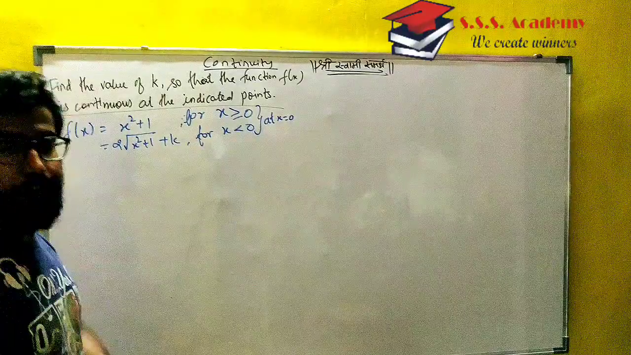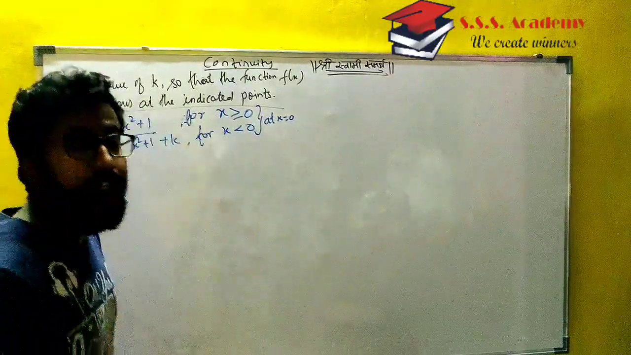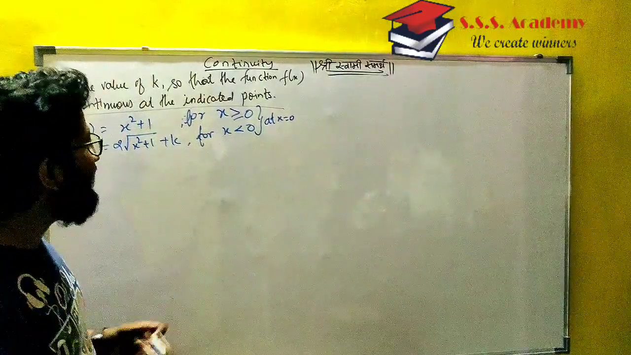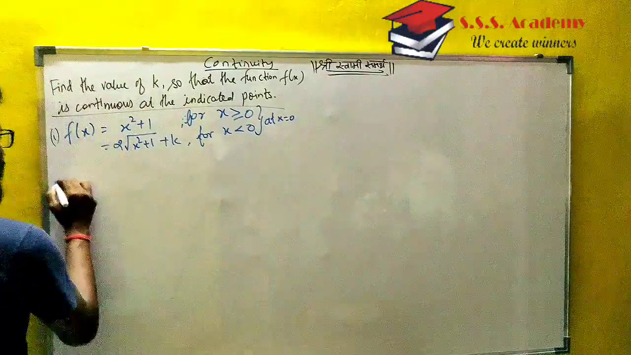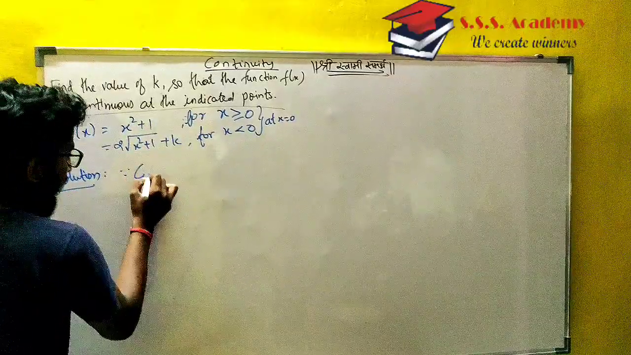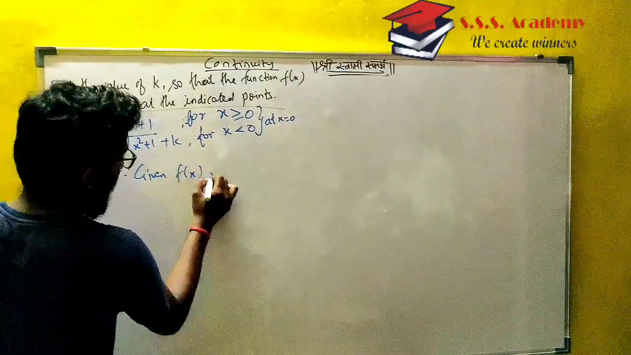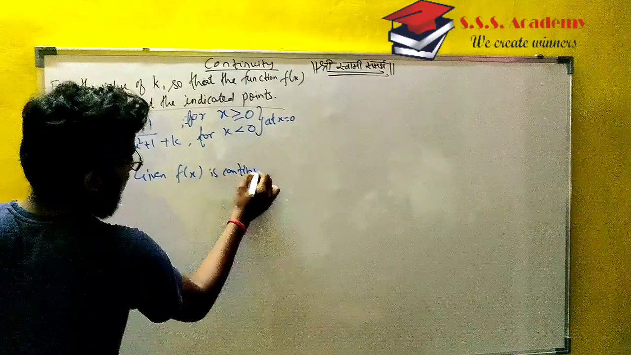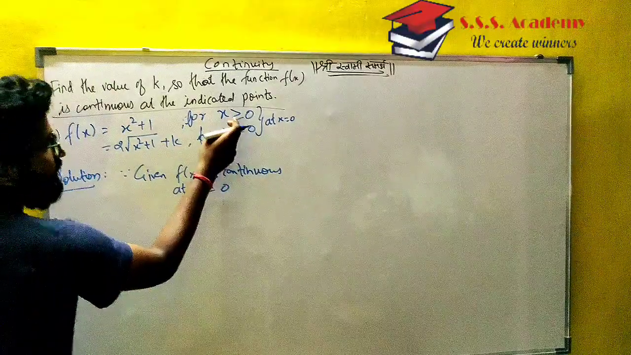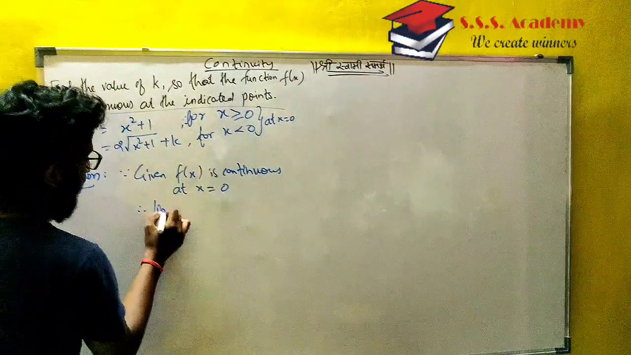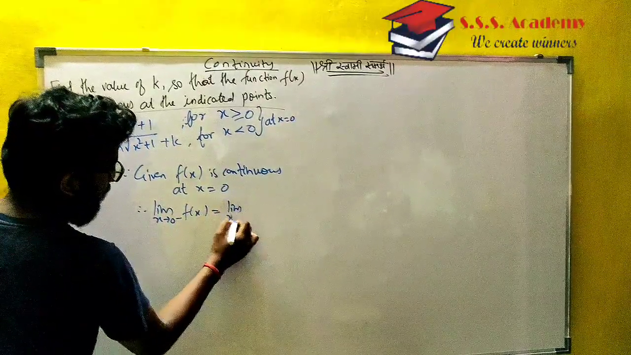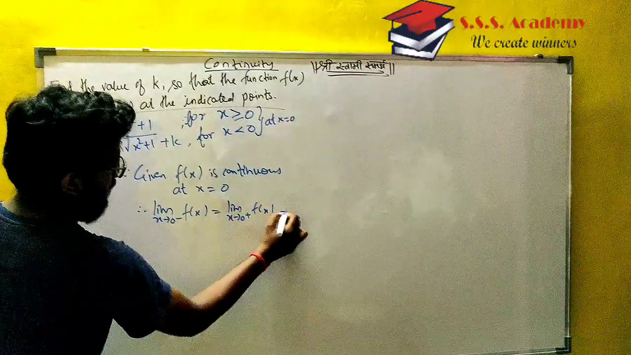In this type of question we are told that the function is continuous and we have to find out the value of k. So we have to analyze which type it is, and based on that we are going to simplify it. Since f of x is continuous at x equals to 0, and since inequality is present, we'll say that the left hand limit of the function is equals to the right hand limit of the function.